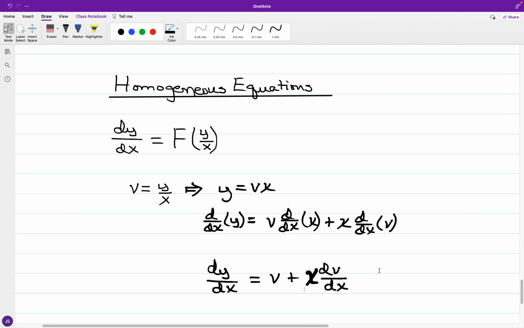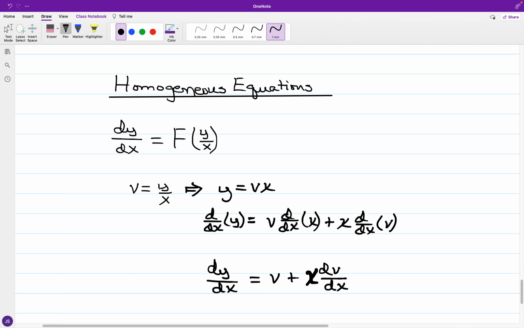A homogeneous equation is an equation that can be written in this particular form, where dy over dx is equal to a function of y over x. And if we apply the substitution variable v, setting it equal to y over x, we can establish a clear pathway to finding the derivative as y changes with respect to x.